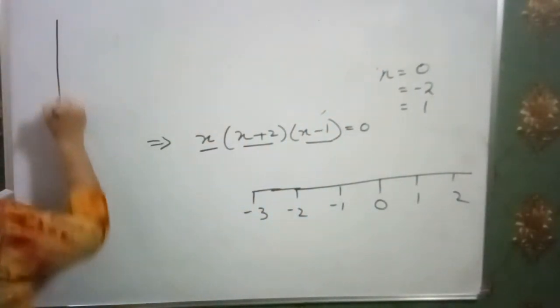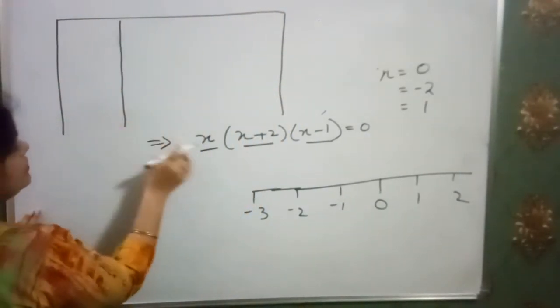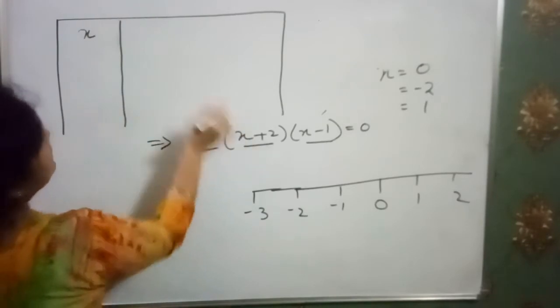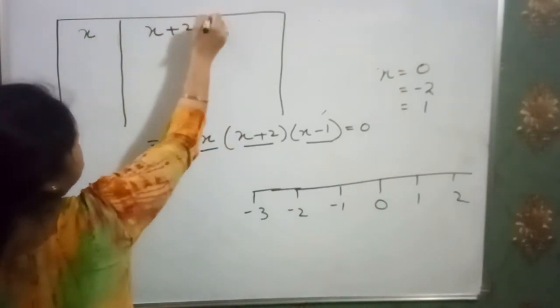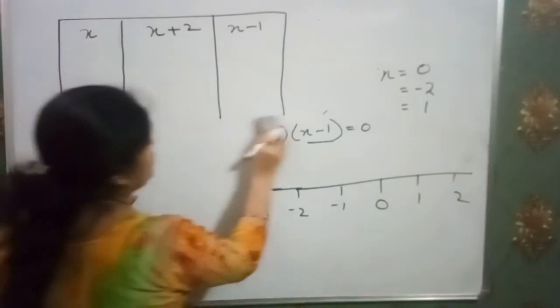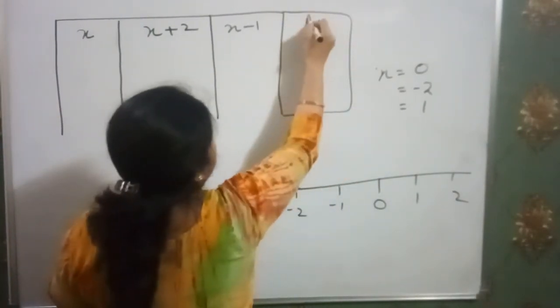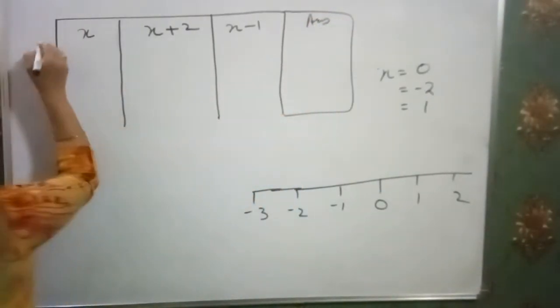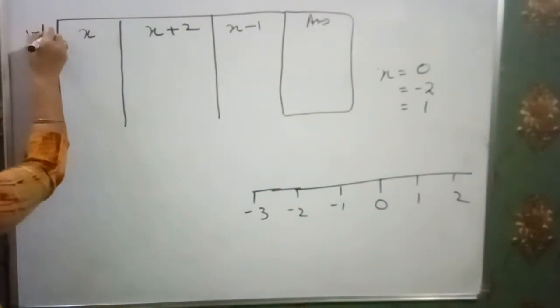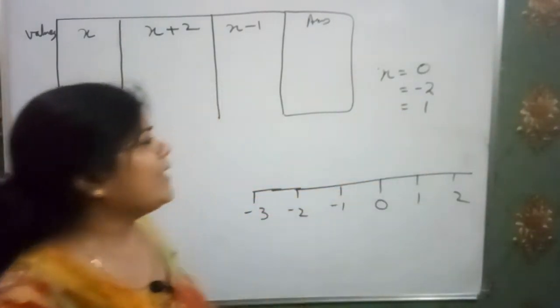Just make a table like this. Put x over here, x plus 2 here, another column x minus 1. Now I am going to write this. And just make another table for the answer, and here another table for values, and the values here we have 0, minus 2 and 1.